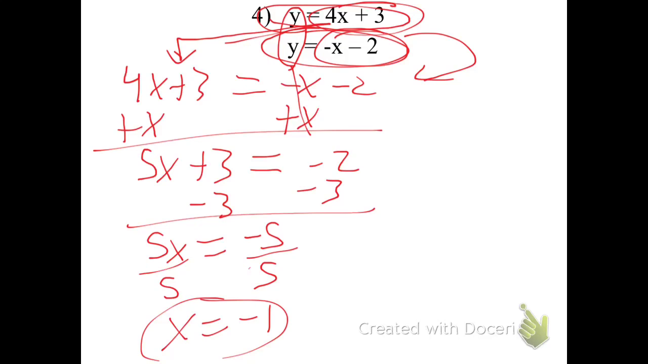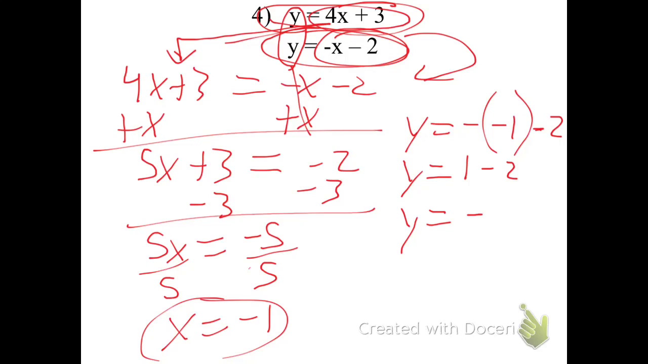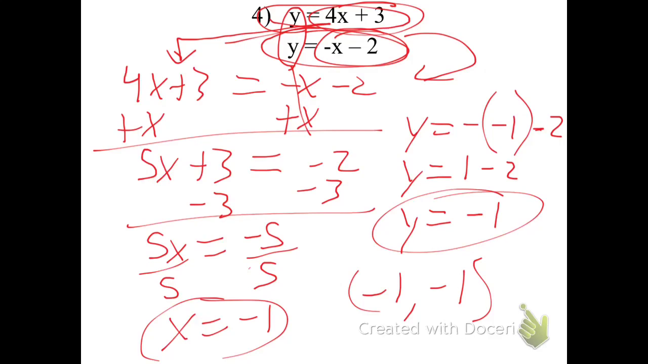Alright, so we got one of the variables down. All you have to do now is plug it in to one of your equations. I'm going to plug it into the bottom because it looks easier to deal with. And we get y equals negative 1. Don't forget that when you plug it in, it's kind of like it's in parentheses. And then subtract 2 afterward. The double negative makes a positive, so you got 1 minus 2, which brings it back to negative 1. So now we have y equals negative 1 and x equals negative 1. That gives us the point negative 1, negative 1. And we have solved by substitution.